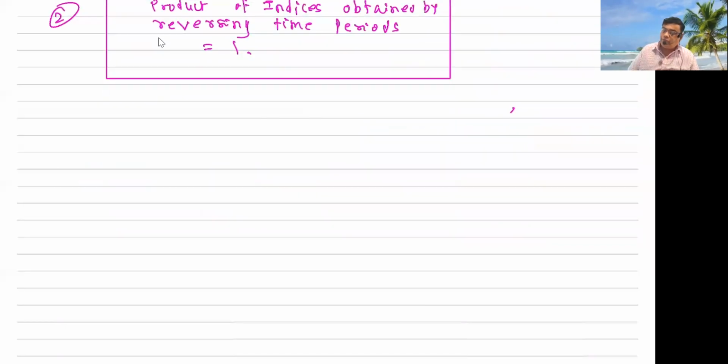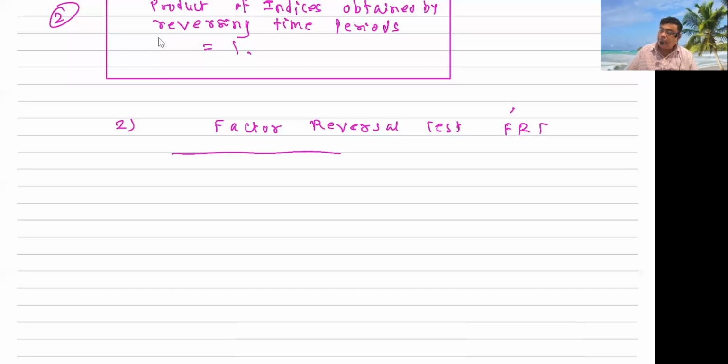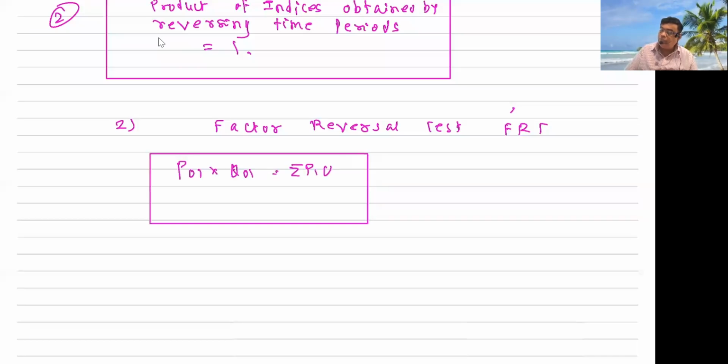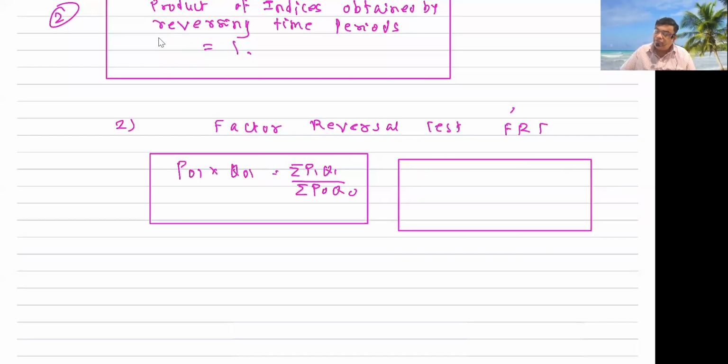Then I consider the second one, and that is the factor reversal test, FRT. And my first point is, tell me what is the mathematical wording. It is P01 into Q01 is sigma P1 Q1 over sigma P0 Q0. ये हो गया इसका मैथमेटिकल स्टेटमेंट एमसीक्यू नंबर 3.